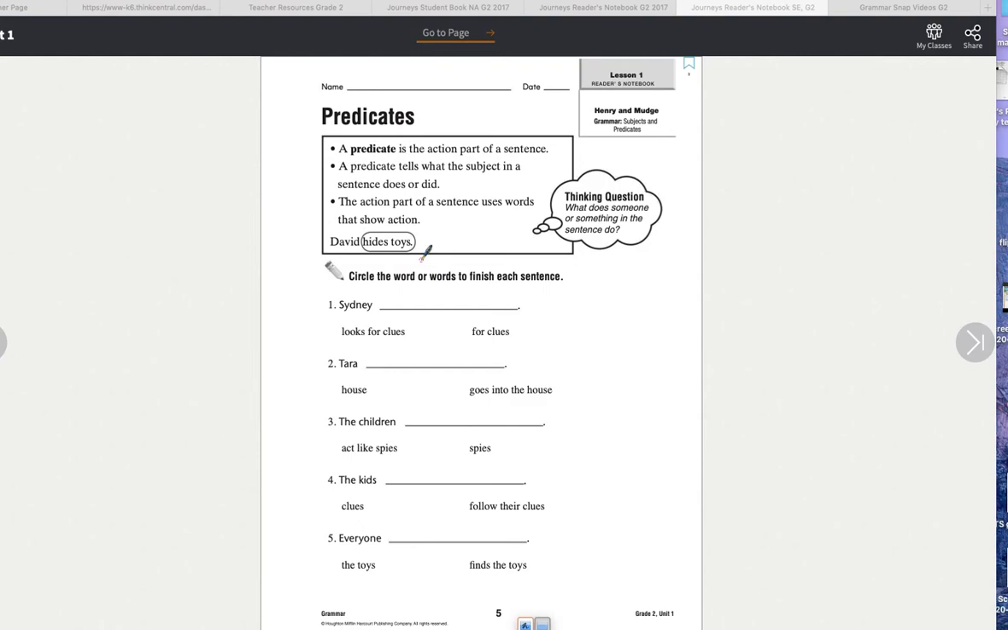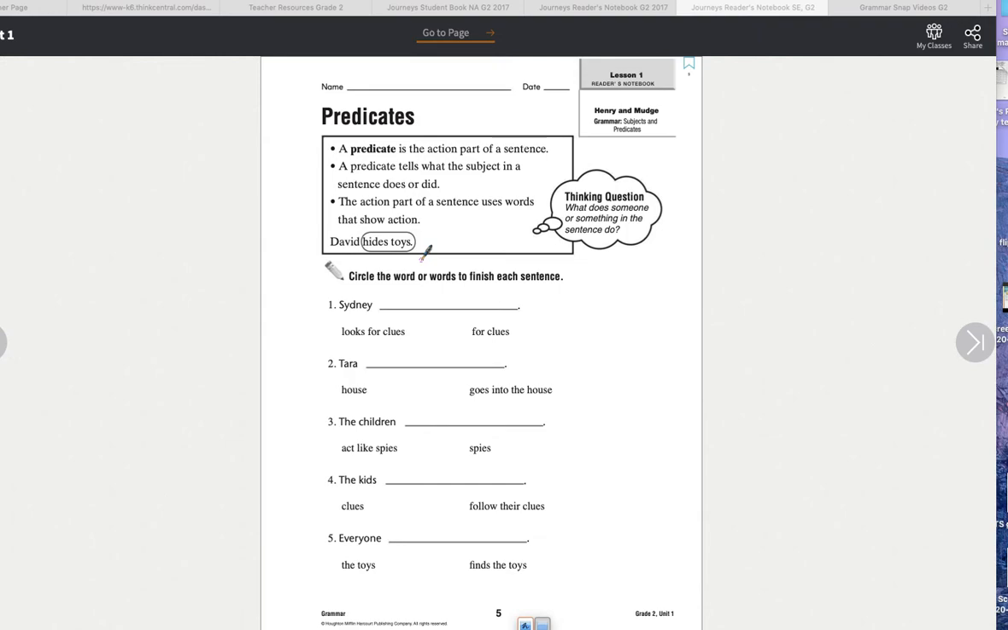Why didn't we circle David? Why didn't we circle David, Gwen? Because it's not the name anymore. It's the predicate of what he's doing. Right now, because David is the naming part, the subject, but we don't want to figure out who the subject is today. Today we want to figure out who the predicate is.